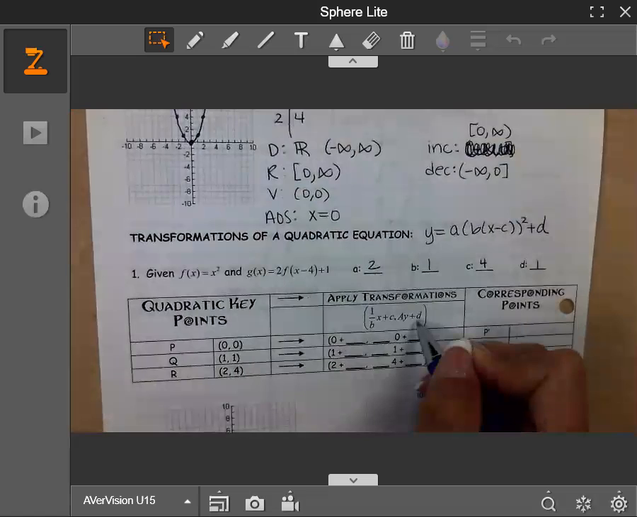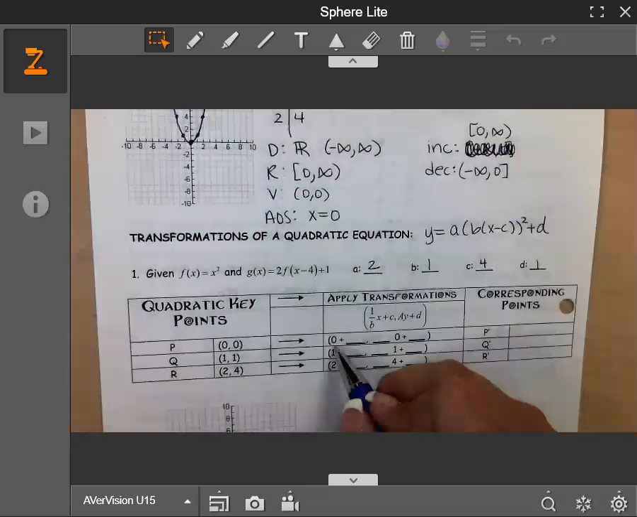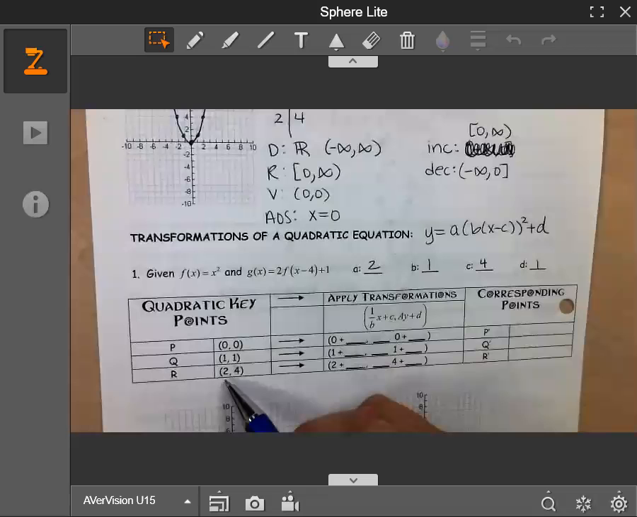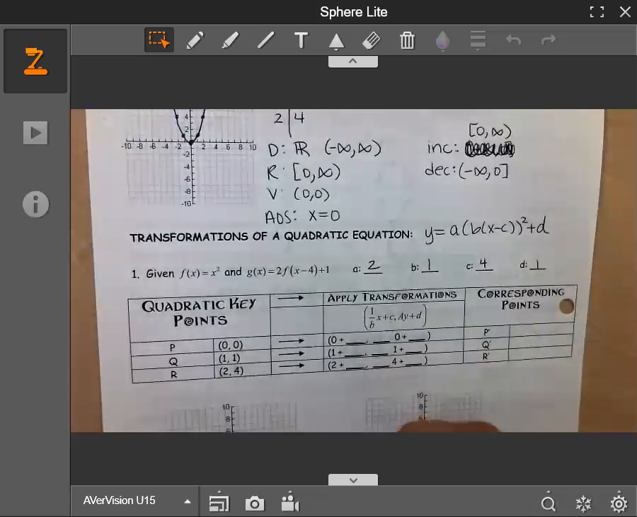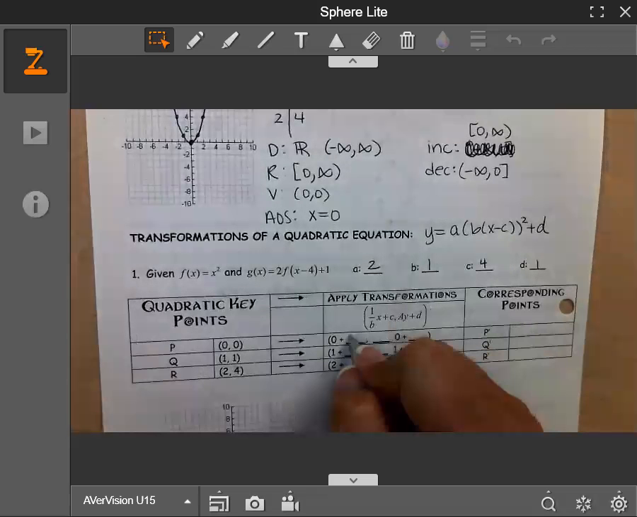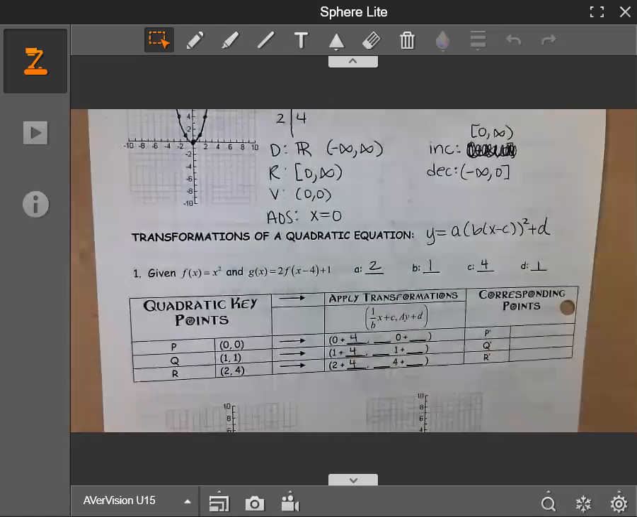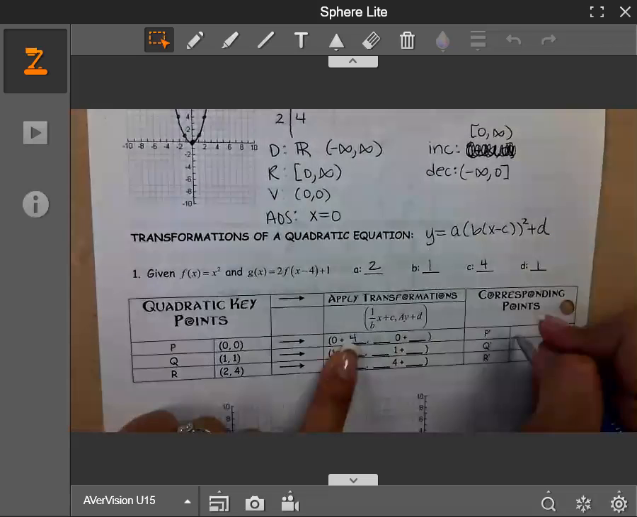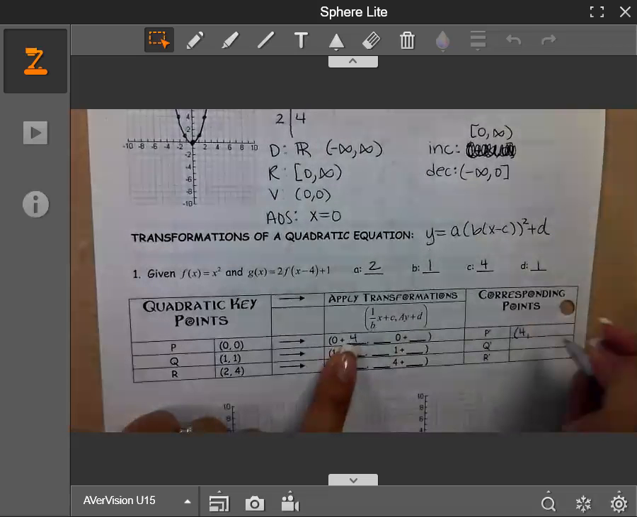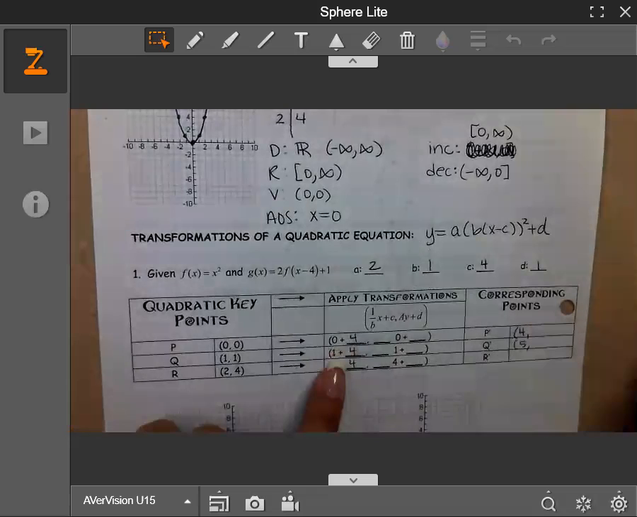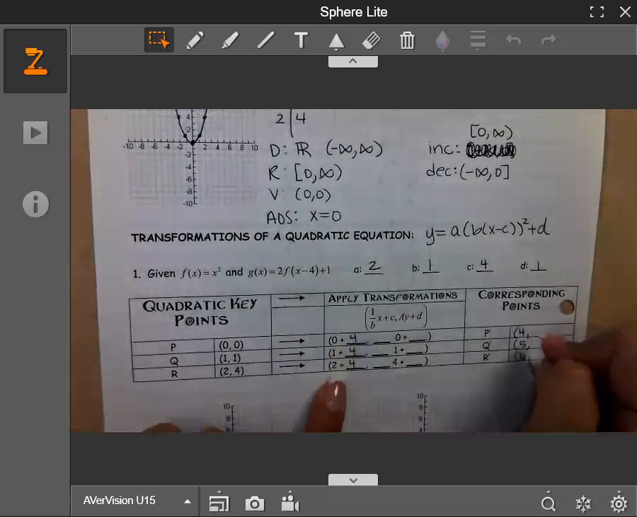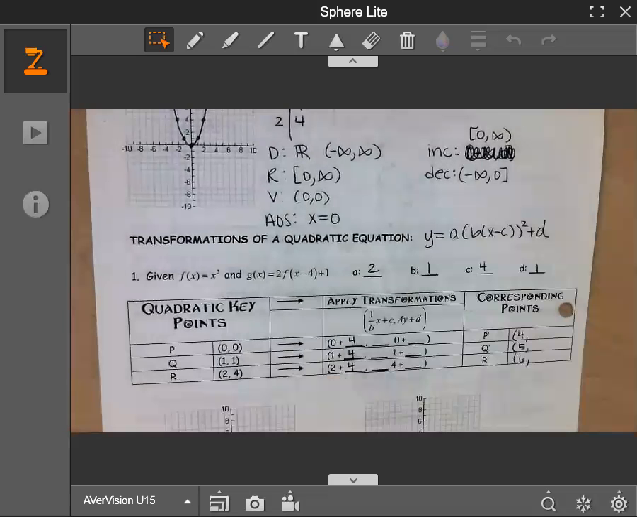So we didn't have a b here, 1 over 1 is just 1, so I didn't put anything multiplied times my x values, and we just started with the key points from the parent function. Our c value though is 4, so we're going to add 4 to each one of those x values. And so 0 plus 4 gives me 4, 1 plus 4 gives me 5, and 2 plus 4 gives me 6. So those would be our new x values.